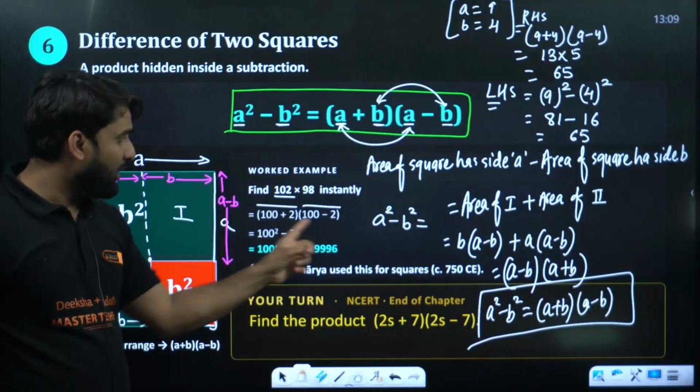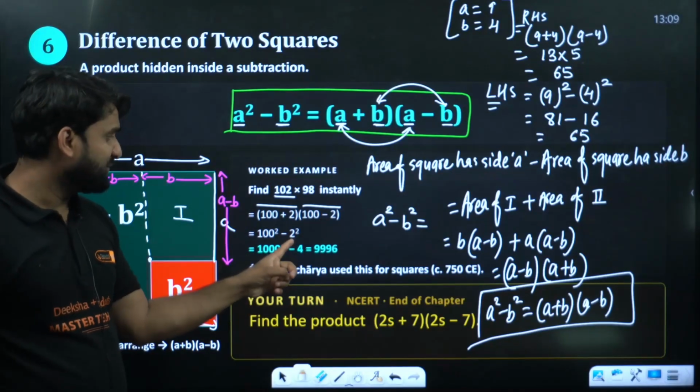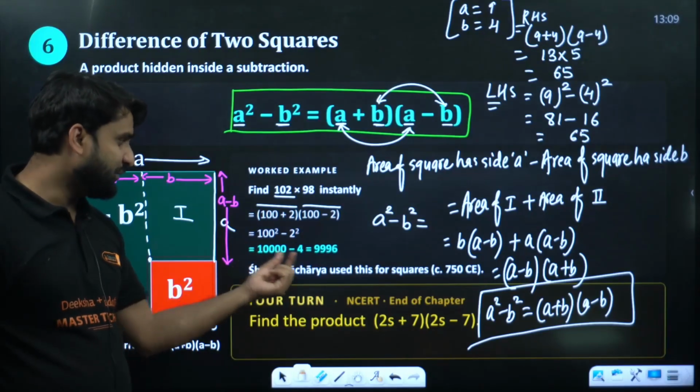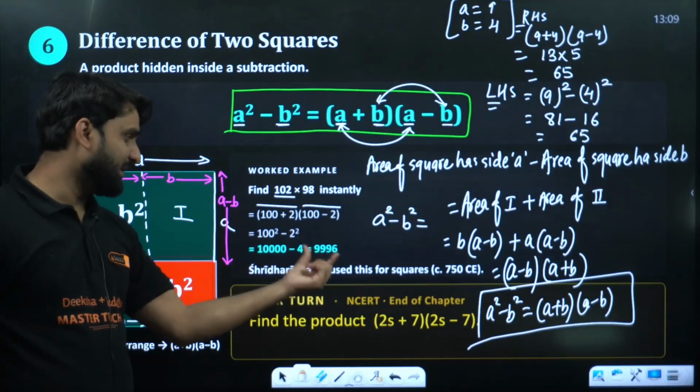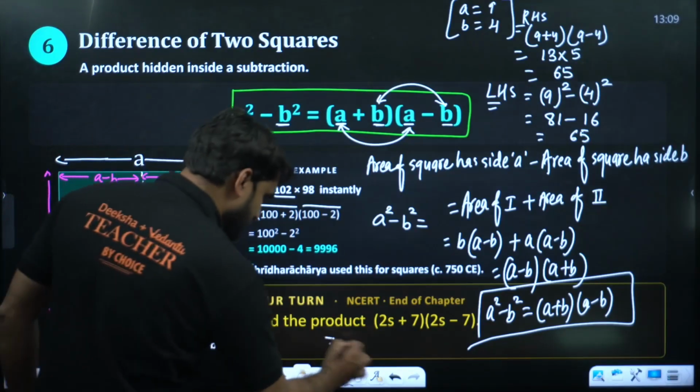So if this is already in expanded form, we can write a square, 100 square, minus 2 square. So 100 square means we need to put 2 more zeros. So 10,000, 2 square is 4. So 10,000 minus 4 is 9,996. This is the answer.